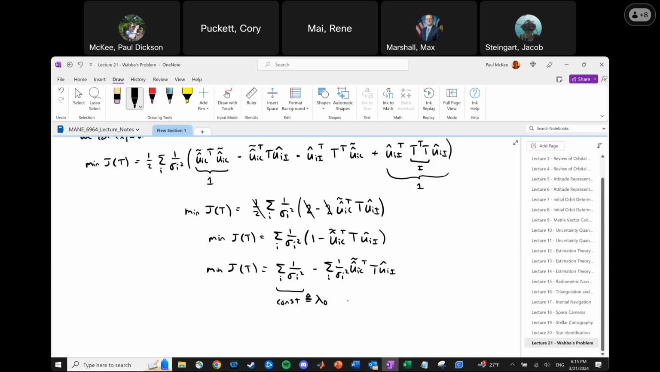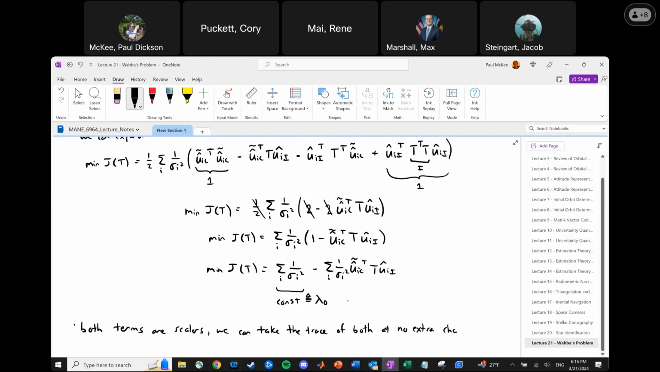Okay, so both terms are scalars. I want to be clear about that, right? You've got a vector transposed with a matrix times another vector divided by a scalar. But when you work this all out, and then there's a sum of those, this is a scalar number. This is a scalar number. So J is a scalar number. So because both terms are scalars, we can take the trace of both. At no extra charge.